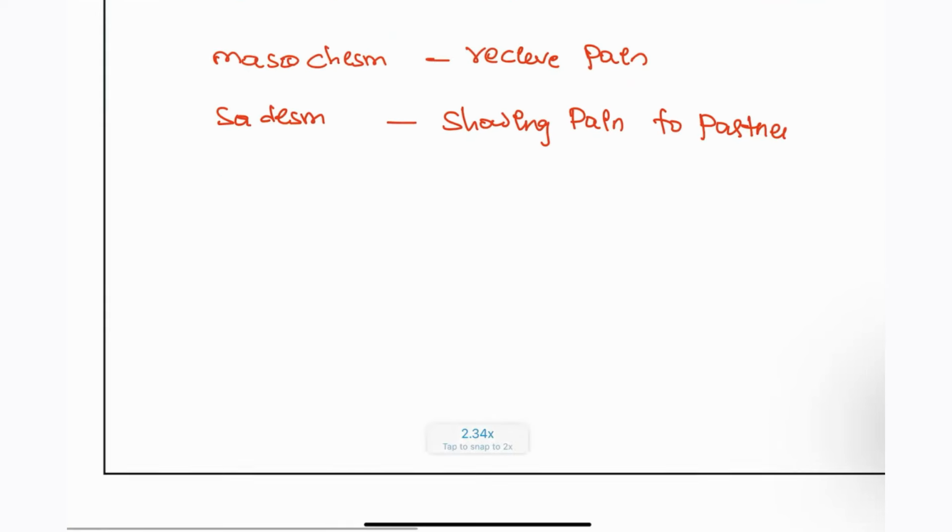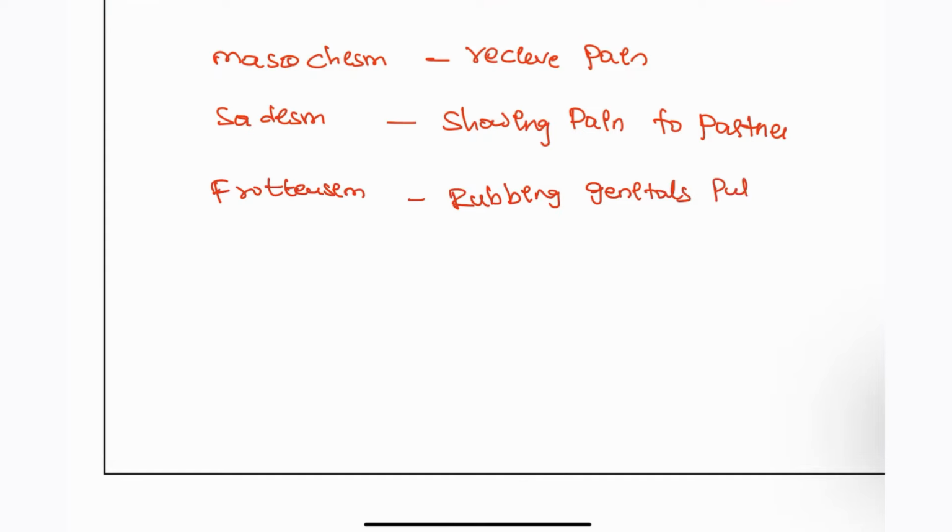Next, we also have frotteurism. What is meant by it, guys? It is usually seen in patients who are rubbing the genitals. Okay, rubbing the genitals in public places against other people. If you are rubbing the genitals, that is known as frotteurism.